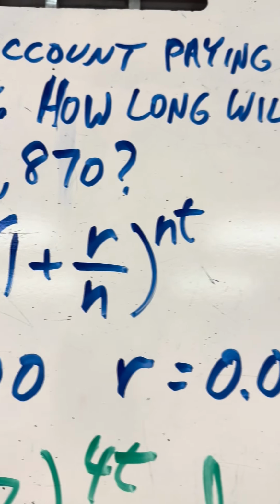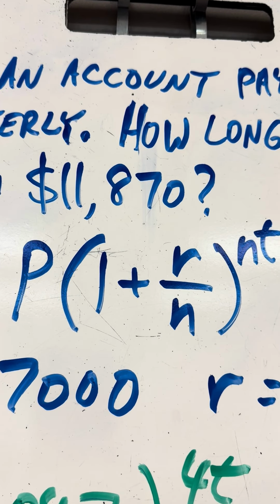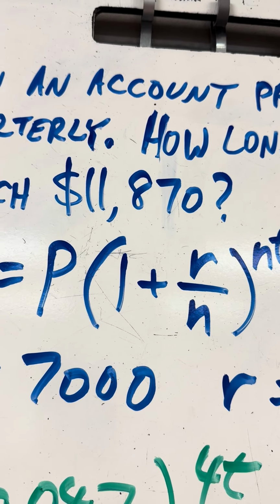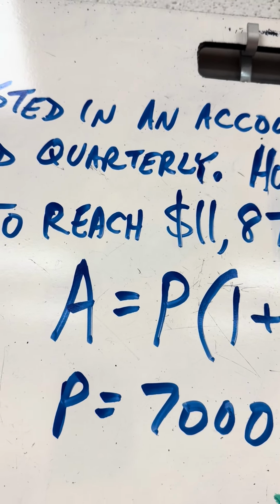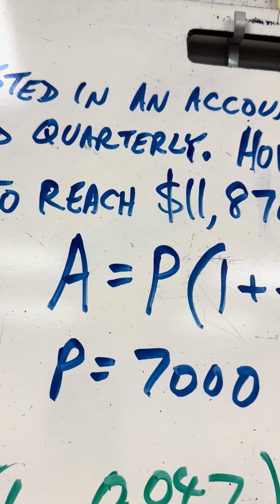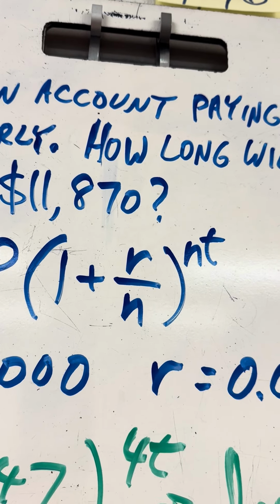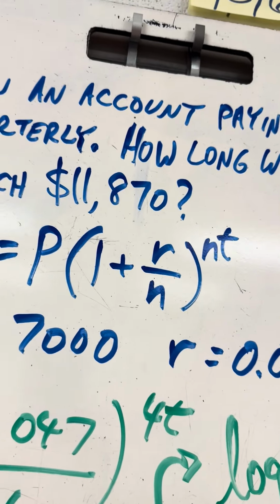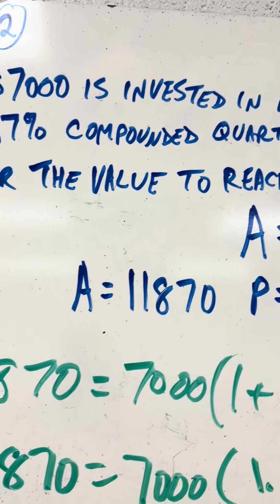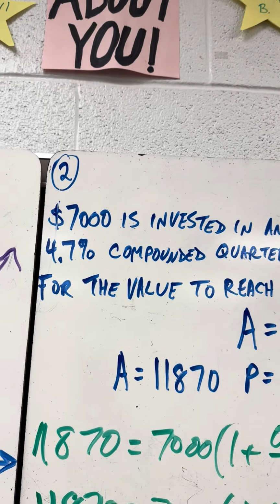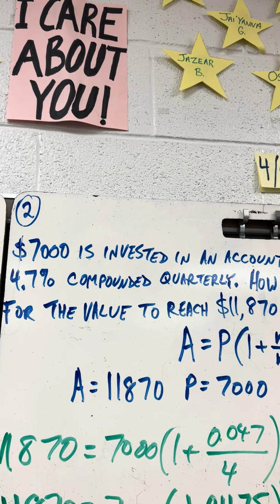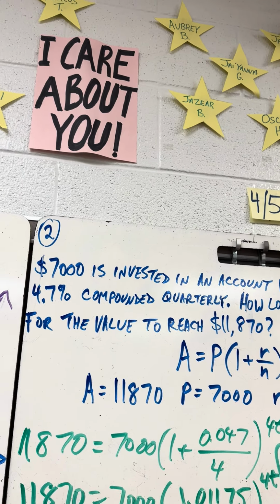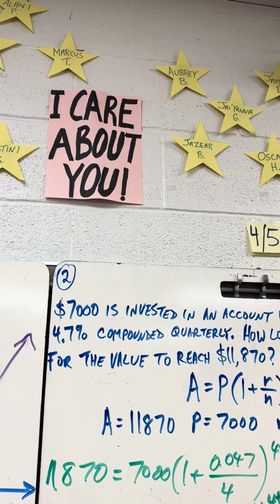Okay. So that's the rate. N is the number of compounds. Since it's quarterly, that means 4 times per year. So N is going to be 4, and T is going to be time, okay? So plugging the numbers in, we get 11,870 equals 7,000 times 1 plus 0.047 divided by 4, to the 4t power.